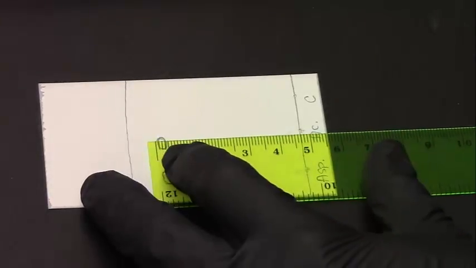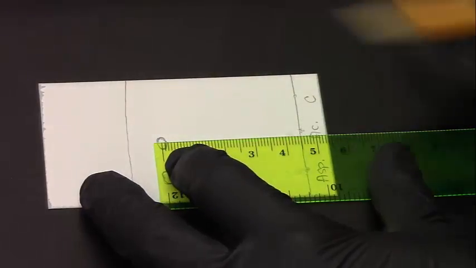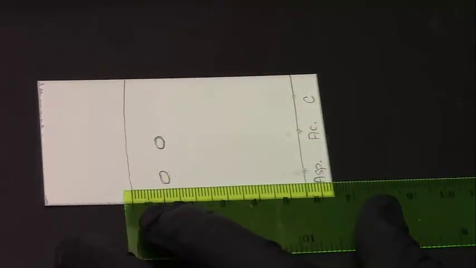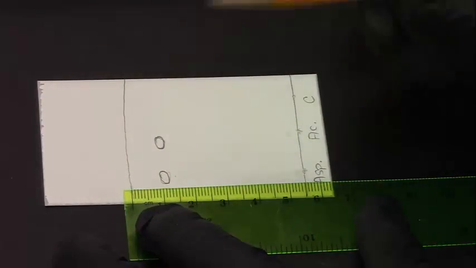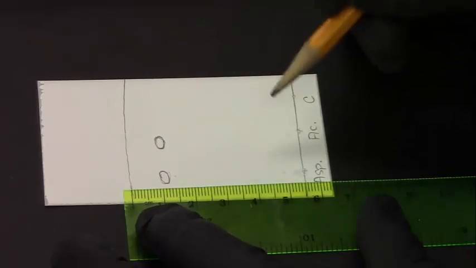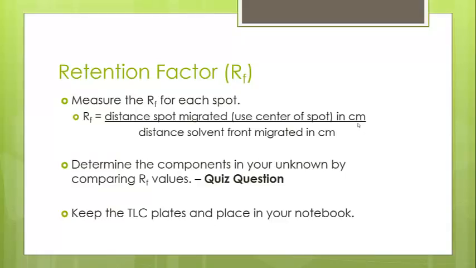Once you have circled your spots, you will measure the retention factor, which is just a ratio of the distance the spot migrated to the distance the solvent migrated. You will measure from the middle of the spot to the line. That is the distance your spot has migrated, and the distance of your solvent front is from your line to where your solvent was when you removed it from the developing chamber. Once you have measured the retention factor for each spot, you can determine the components in your unknown by comparing the retention factor values. At the end of the lab, you want to keep your TLC plates and place them in your notebook.